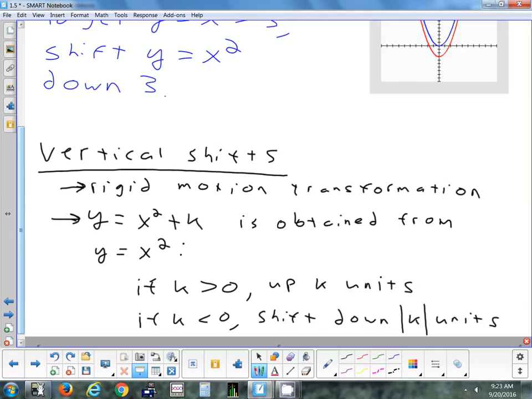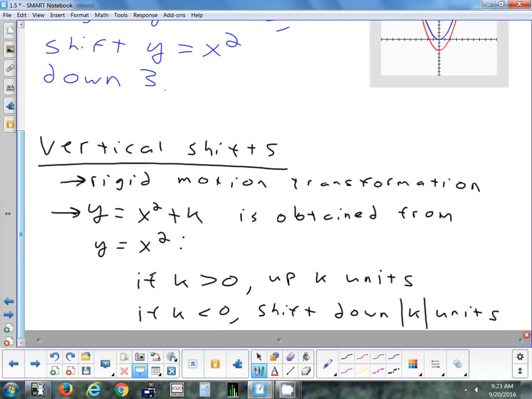Because you wouldn't want to say shift down negative 4 units. That doesn't make sense. If you're going to talk about shifting, just say shift down 4 or shift up 4. Down is the negative. Any questions on that? Those are vertical shifts.